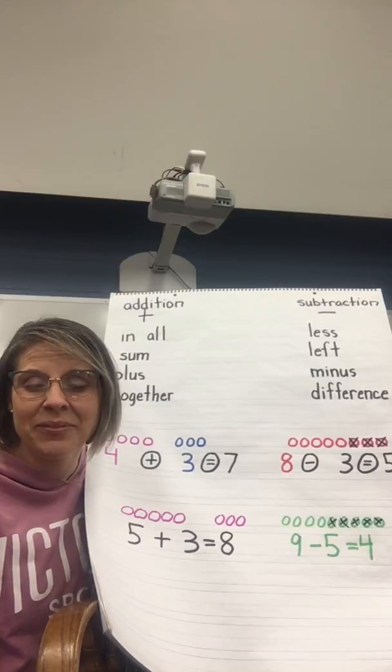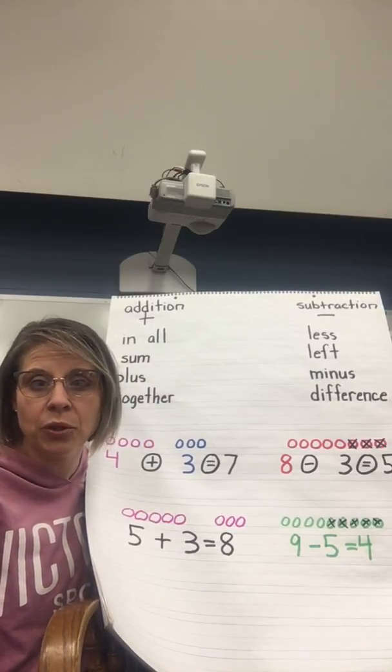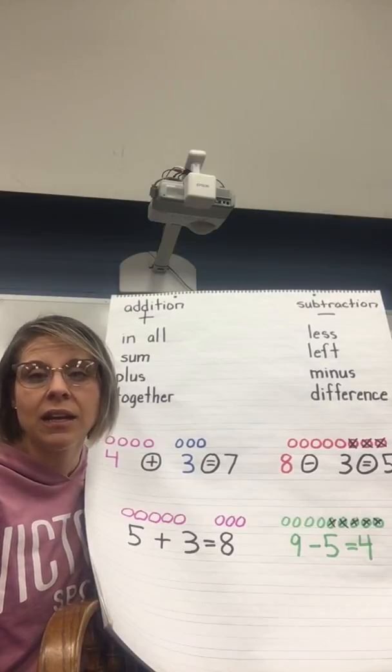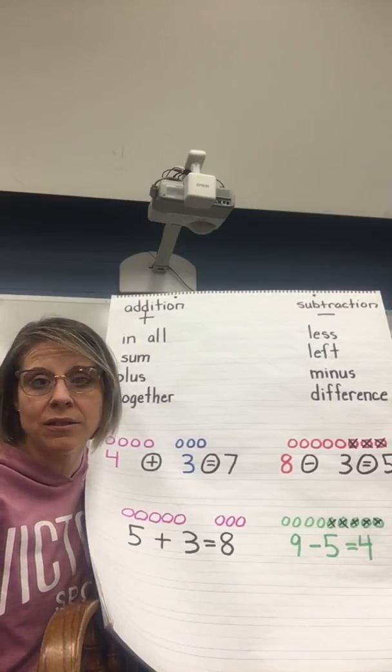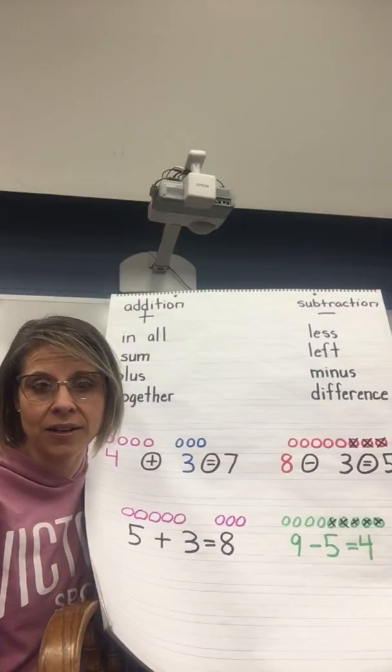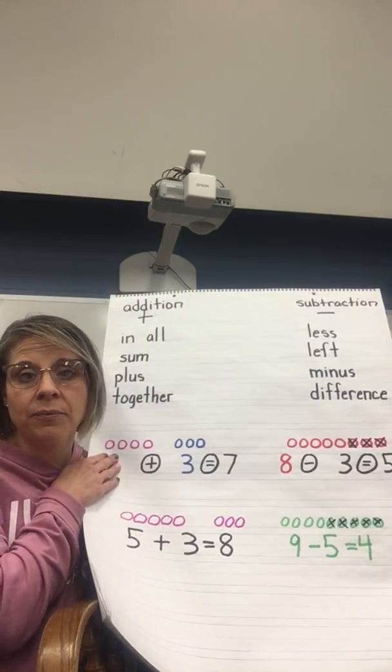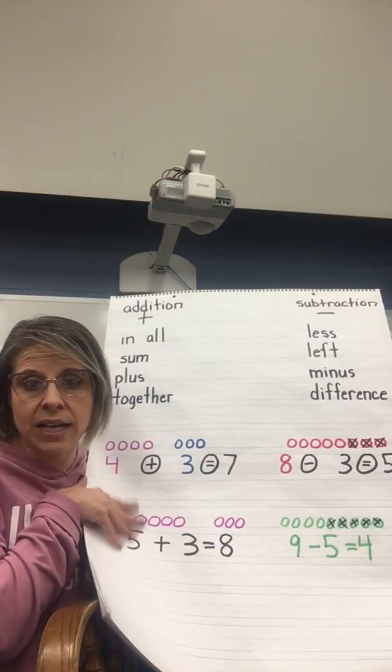I will say it one more time. Mrs. McGowan has 3 blue owls and Mrs. Bourne has 7 blue owls. How many blue owls do they have together? Now in your e-learning journal, I want you to do the picture and the number sentence just like I did up here.